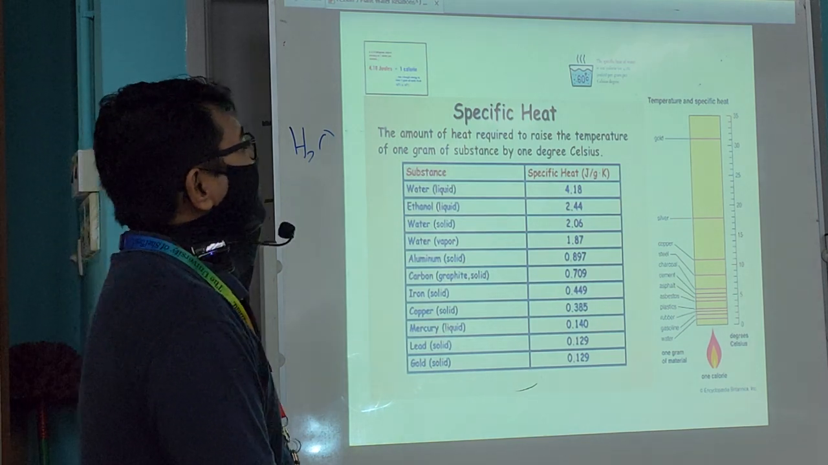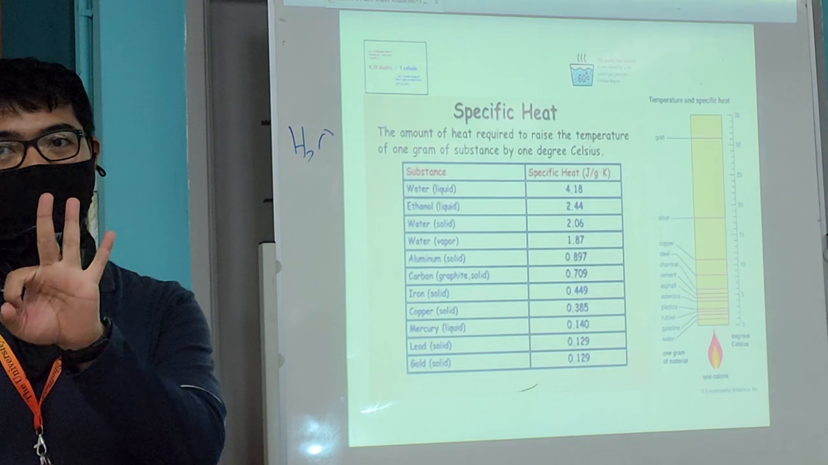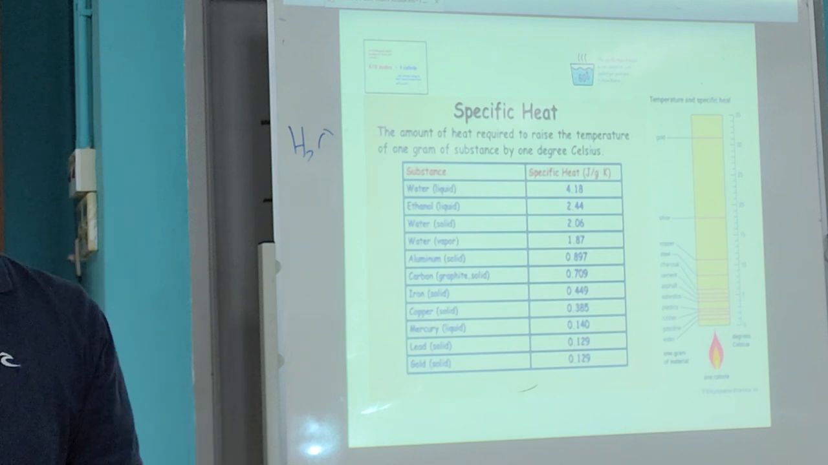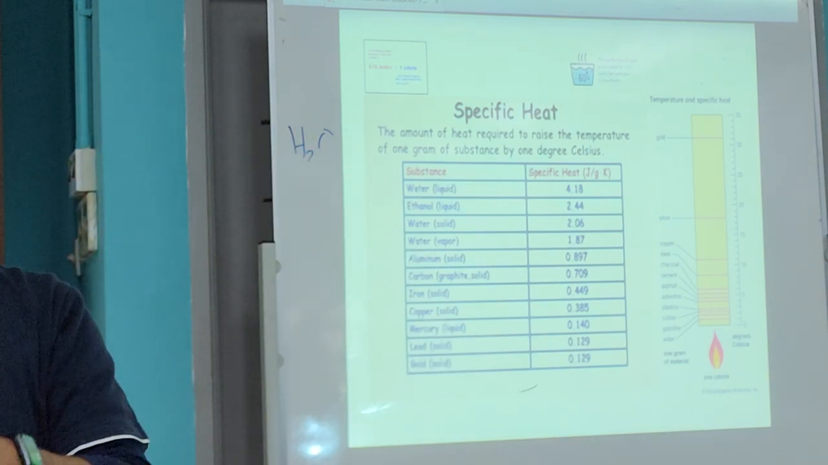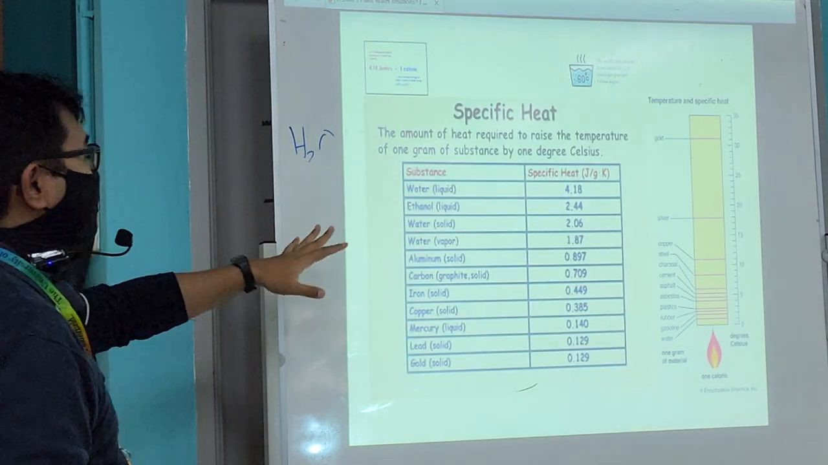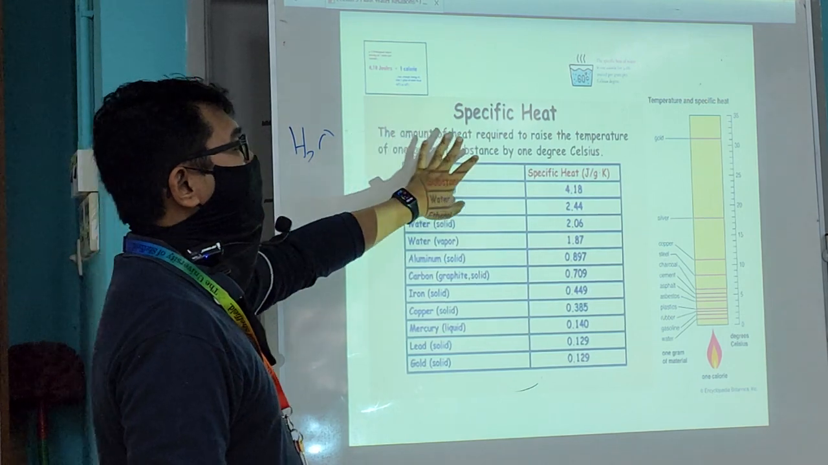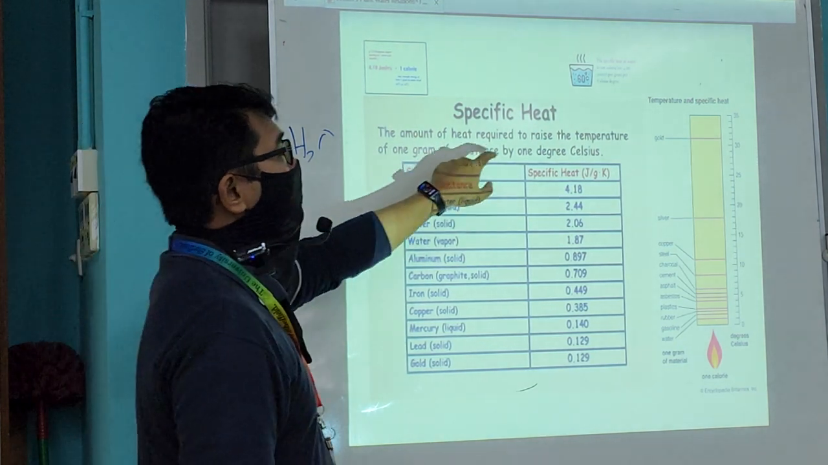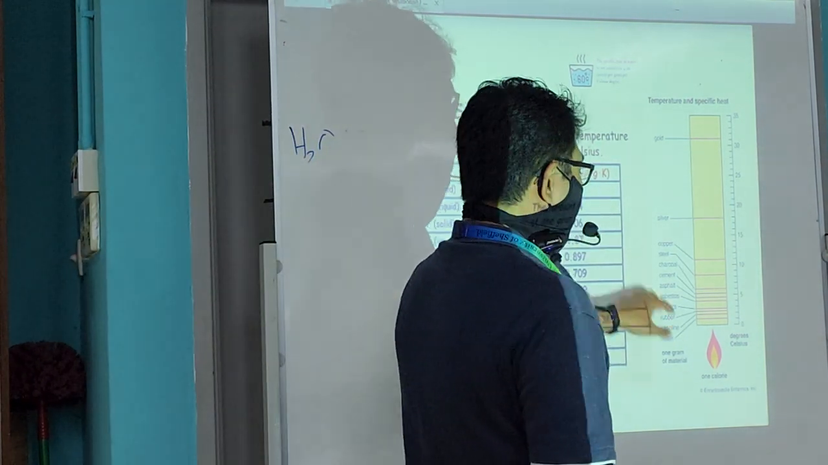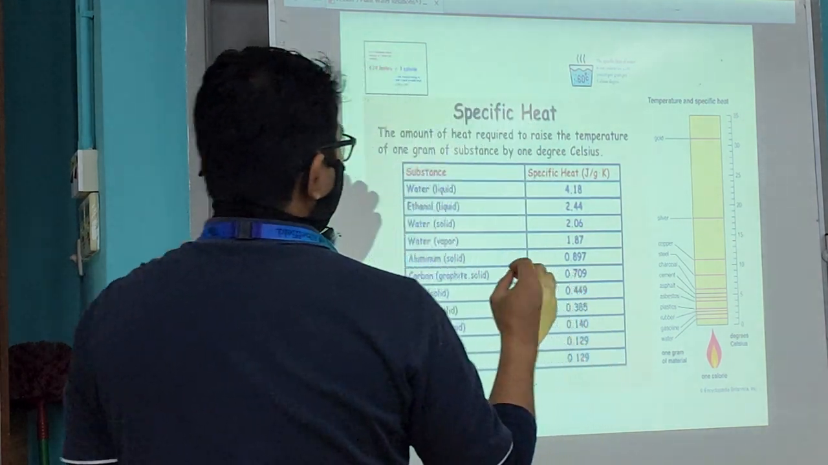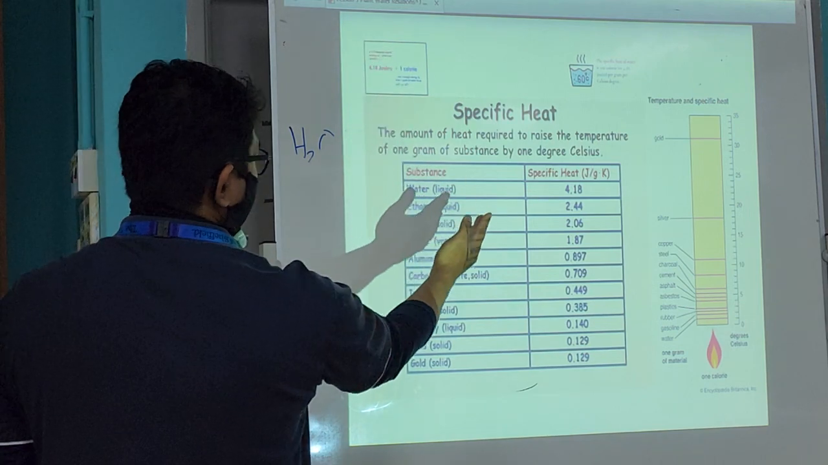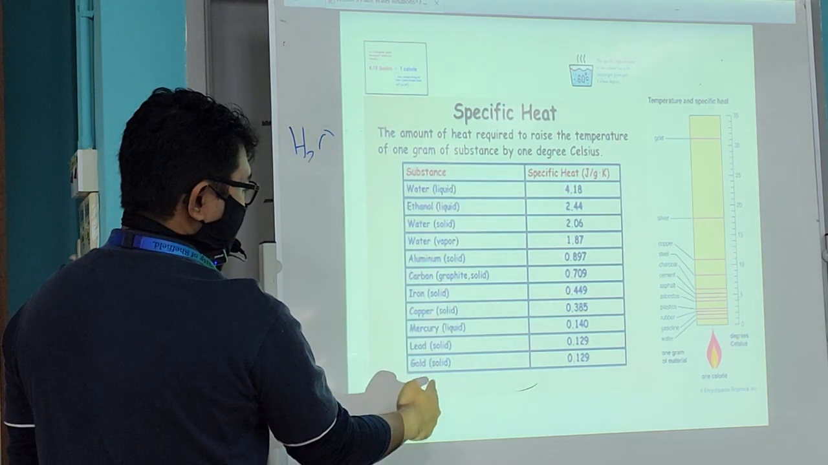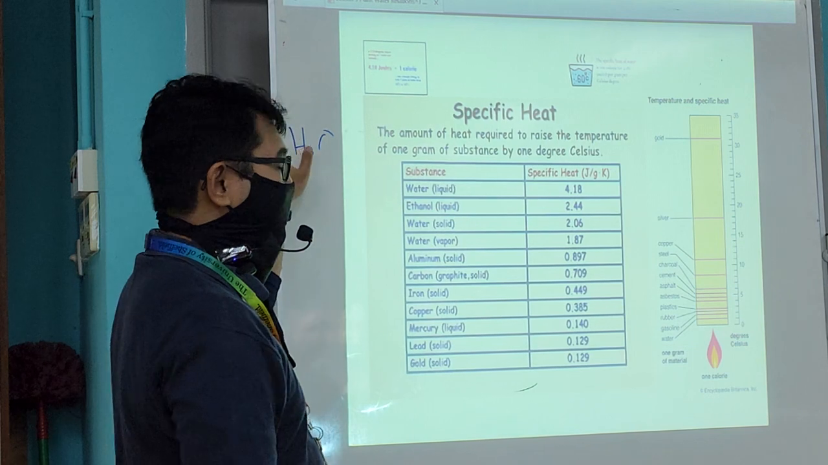Okay. So we're going to look at the three important properties. I know you saw 10 properties of water earlier, but we're going to look at the three or four because this is important for the plants. Specific heat, number one. The amount of heat required to raise the temperature of any substance, in this case water, by 1 degree Celsius. You can see here, there are many liquids, water, ethanol, and so on. Which is the highest?